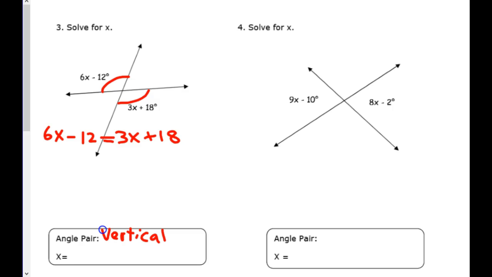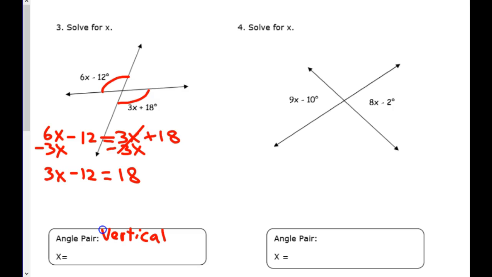And we can solve this, right? So the smaller x is 3x. We're going to subtract 3x from both sides. 6 minus 3 gives us 3x. Bring down minus 12. Equals 18.